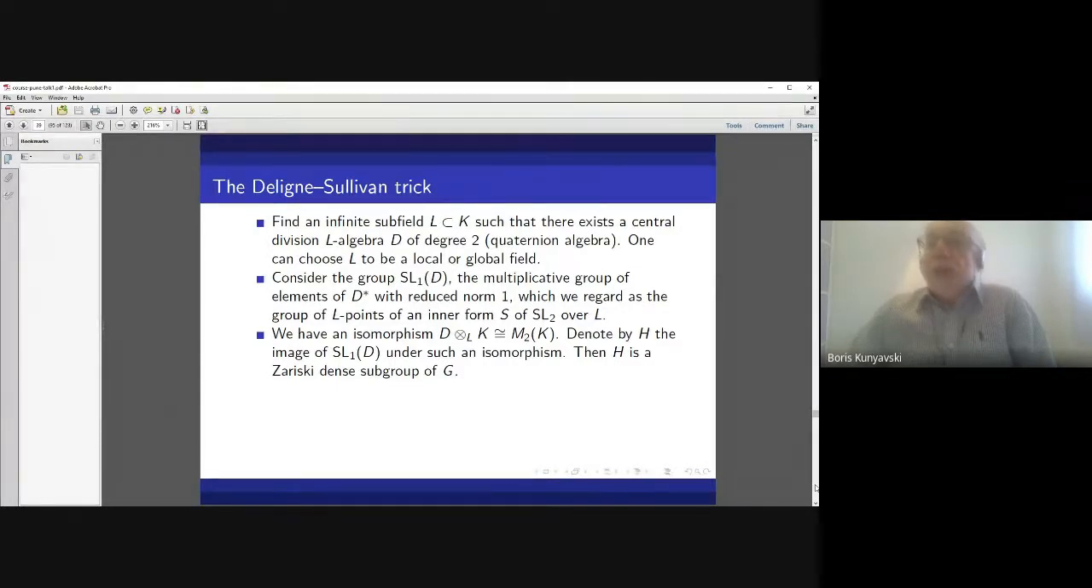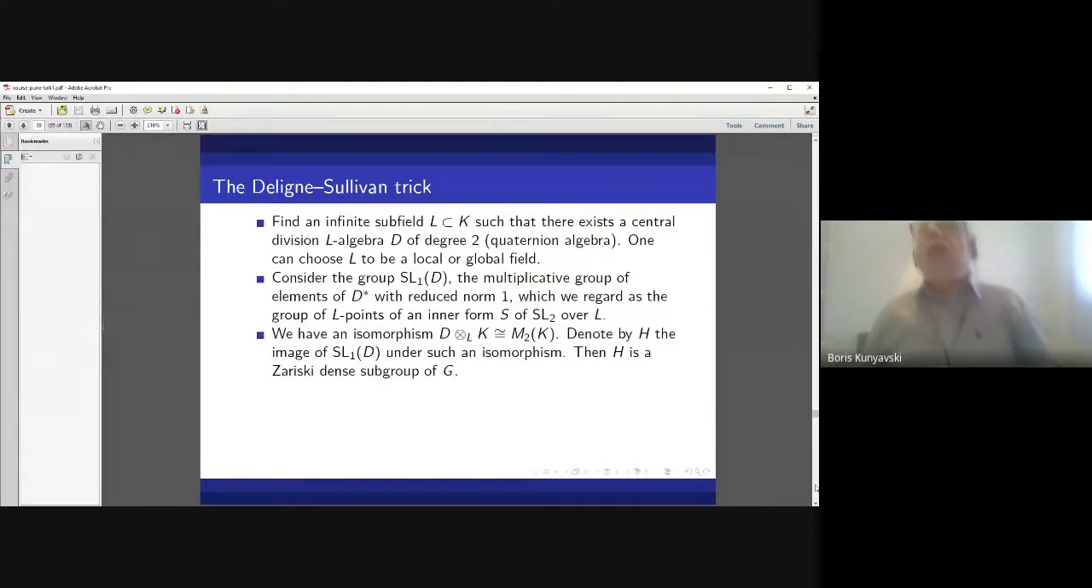Then H is a Zariski dense subgroup of G because our field is infinite. Well, this is the whole point. Why is it better than our original group? I'll show you in a minute.